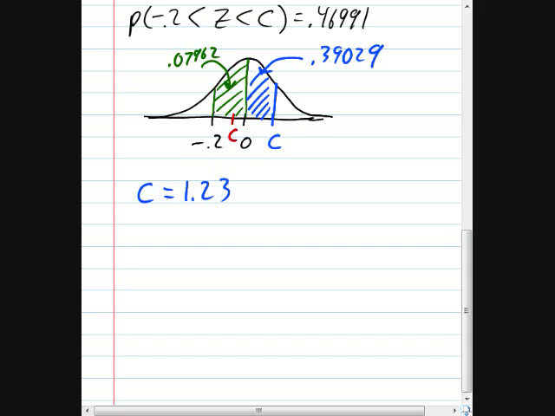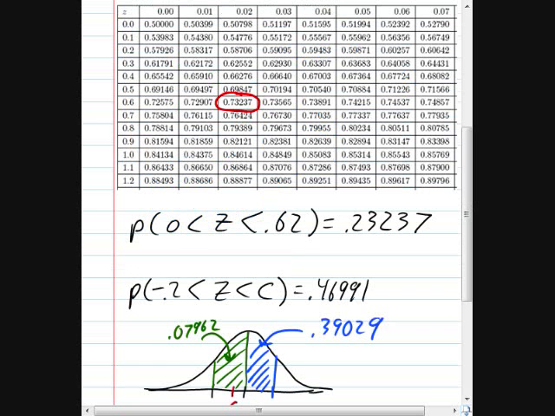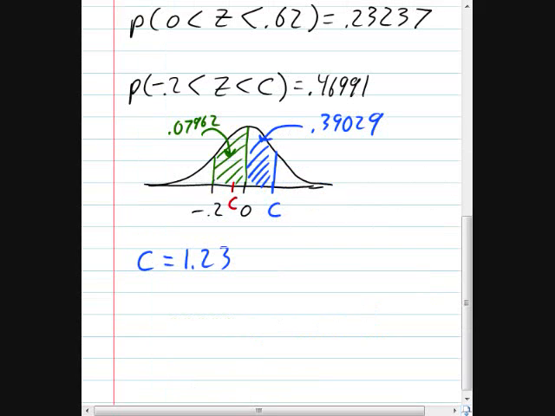Again, just to remind you how we found this, we know the area from 0 to c is 0.39029. If we add the other half of the curve, the left half of the curve, we are looking for the area 0.89029 in our table. And if we look back at our table, the closest we can find to 0.89029 is right here, which is created by 1.23. So c is 1.23.